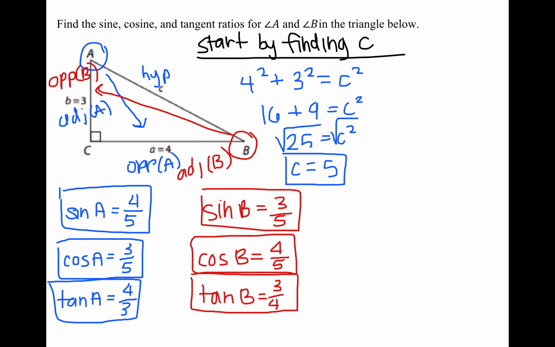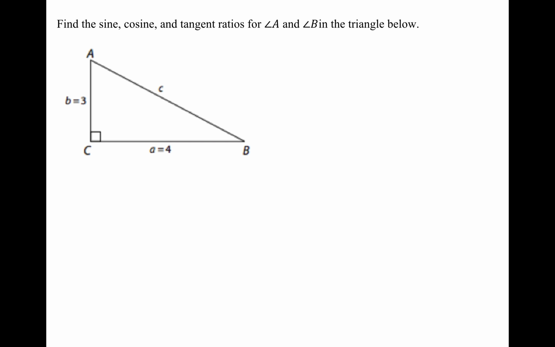One thing that you should notice is that sine and cosine switch based on what angle we're using, which makes sense because the opposite and adjacent switch. And you should also notice that the tangent of A and tangent of B are reciprocals, which should make sense because opposite and adjacent switch. So I'm going to go over 2 more examples of how we can use these ratios to help us find missing information on triangles.